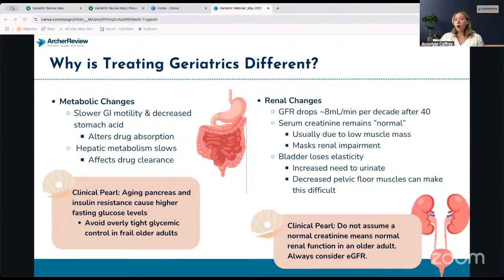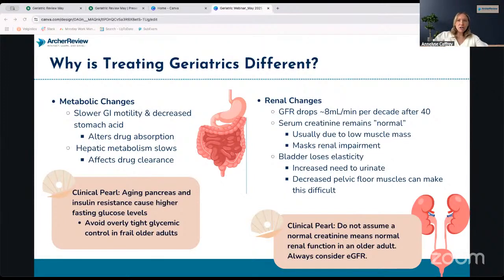Know that it does drop 8 milliliters a minute per decade after 40. That's just normal. As we age, it drops 8 milliliters per minute. When we're trying to say, above 100 is normal, above 60 is normal. It drops almost 10 milliliters every decade. So that's like 1 milliliter a year, really, after we're 40. So we expect our kidney function to decrease. The cool thing is we really only need a very little amount of our kidneys to function to be able to live a normal life. So those are all things to think about.